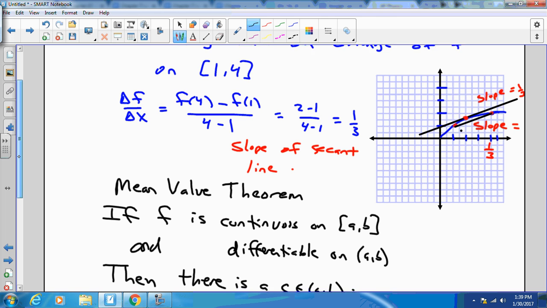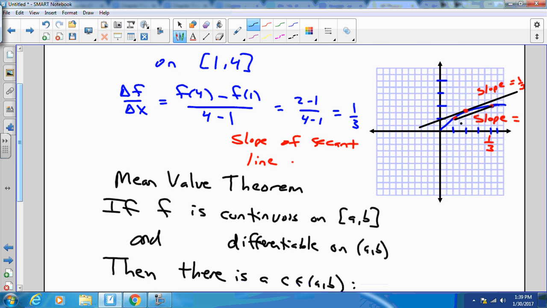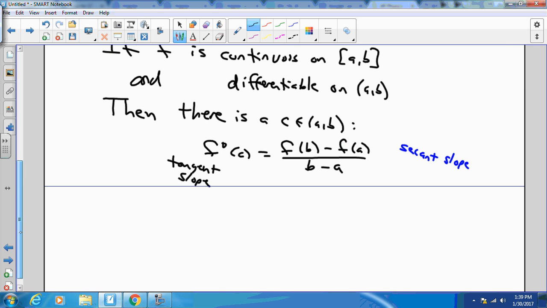Okay. Now, before we see why it is true, I want to show you how this works out with regard to the function that we have right here. So we'll do this as an example. Clara, are you ready for an example? Okay.